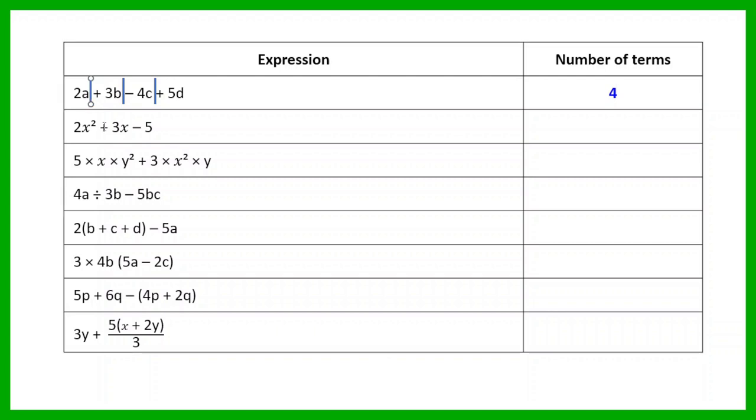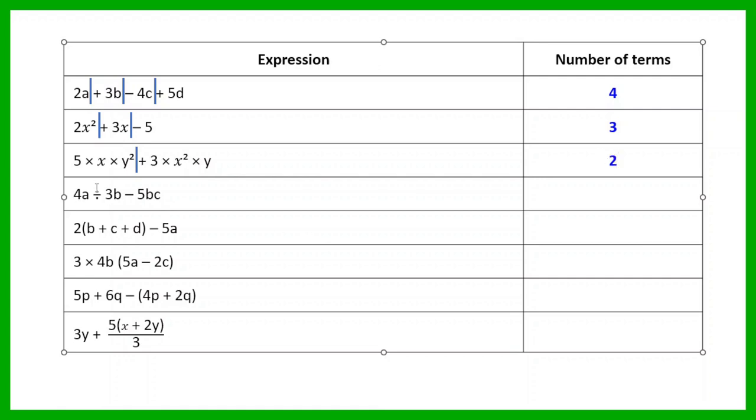Right, in the next one, I have got a term line in front of this plus over here, and another one in front of the minus over there. So I've got in this one, 1, 2, 3 terms. Right, in the next expression, it gets a little bit more complicated. You've got times signs you should be careful of. They do not separate terms. So the only term line I'm going to put in this one is in front of this plus over here. So that means I have 1, 2 terms in this expression over here.